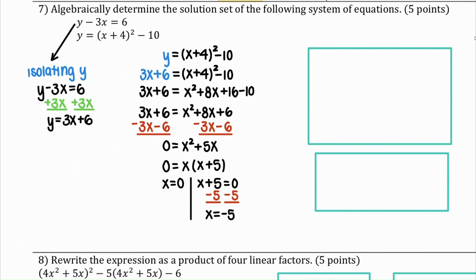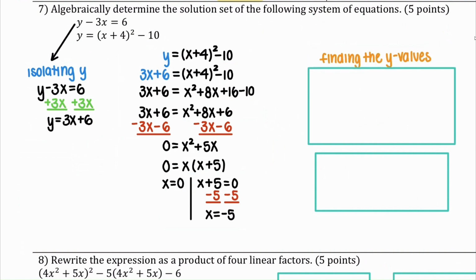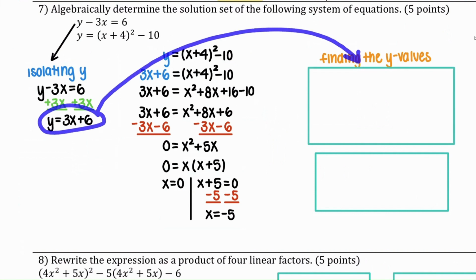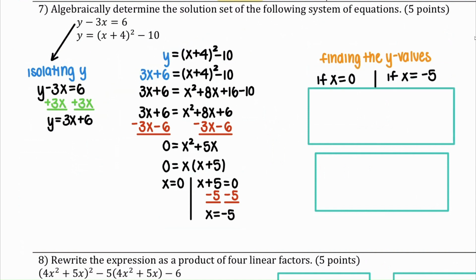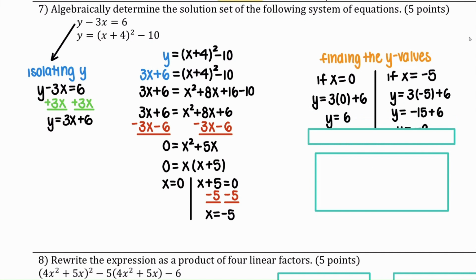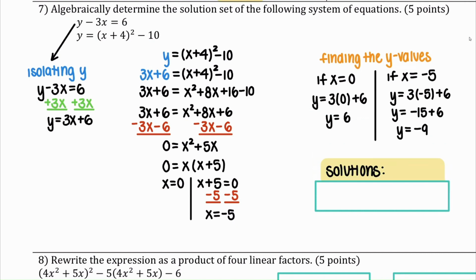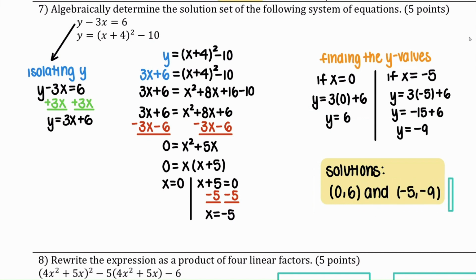From here, this is going to give us the opportunity to find the y values, and we're going to do that by substituting into that equation that we got from before. We have x is 0 and x is negative 5, and substituting that into the equation, let's find our values of y, which gives us 6 and negative 9 respectively. Once again, in order to express our solutions, we have to write them as coordinates, so therefore that gives us, in the first one, (0, 6), and in the second one, (negative 5, negative 9).